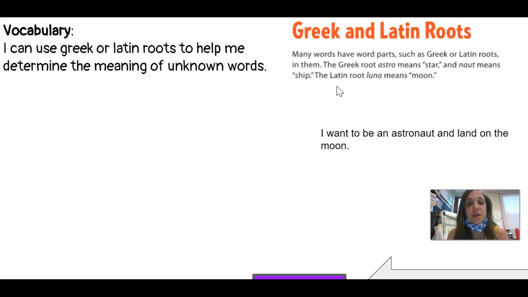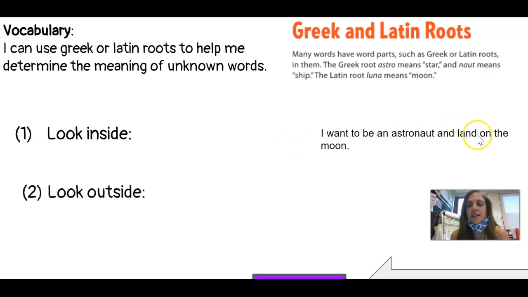So let's use what we know now to determine the meaning of this unknown word, astronaut. I want to be an astronaut and land on the moon. Well, our strategy is to look inside of that word. So when we look inside, we know astro and naut. Then we're going to look outside of the word and use our clues, land on the moon, and then we're going to plug in a word that would make sense.